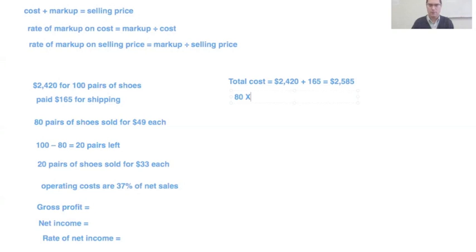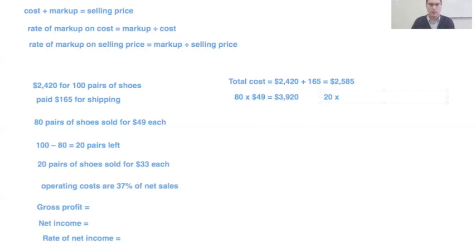So we go 80 times, does a big X or a little X look better? A little X looks better. There we go. So 80 times $49. I'm going to get my calculator, and we're going to go 80 times 49. We're going to get 3,920. So $3,920.